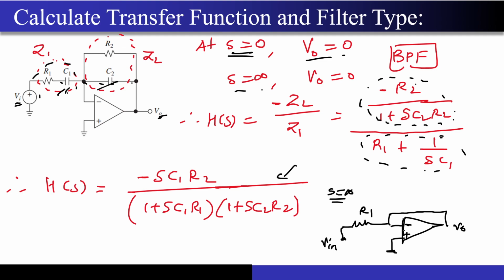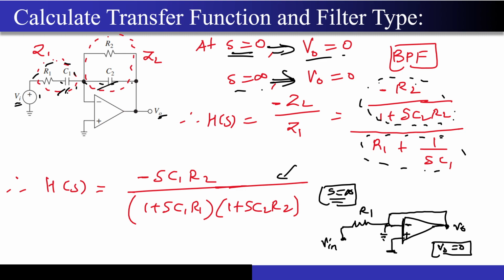Correct? So what you can see over here, since there is a heavy negative feedback, I can apply the principle of virtual ground because this is the ideal op-amp. So this node will be grounded. And this node is connected to Vout. So your Vout for S equal to infinity case is also 0. So at S equal to 0, you got Vo equal to 0. At S equal to infinity, you got Vo equal to 0. So this is nothing but the response of the band pass filter.